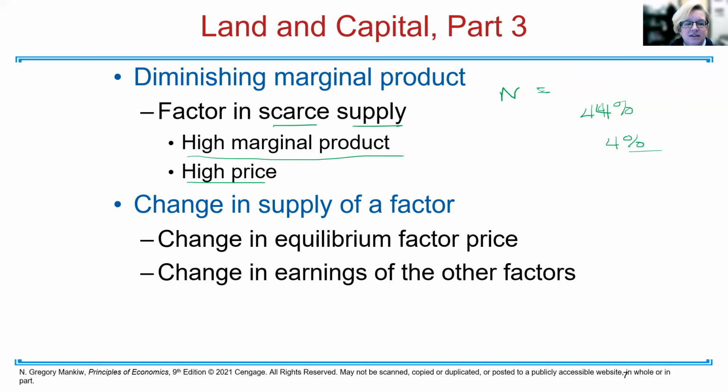Also, changes in the supply of one factor can affect changes in the supply of other factors, or the earnings of those factors when we talk about what is expected in the future. So as you can see, the factors of production, land, labor, and capital, are interlinked.